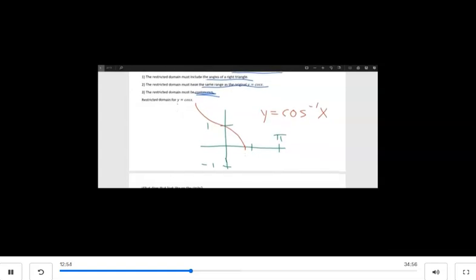So the green portion here that I just erased was the restricted cosine portion, and that produced the red inverse portion. And now the question is this cosine inverse function, is it a function? Yes, because it passes the vertical line test. So that was the goal, to get the whole thing restricted.